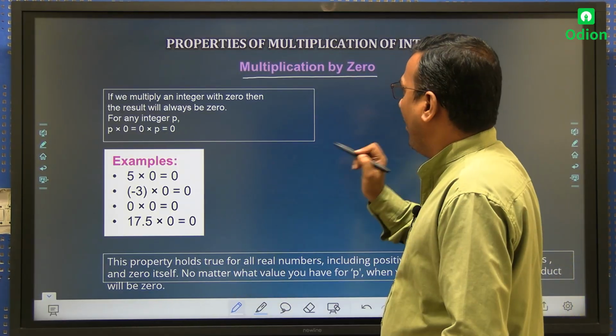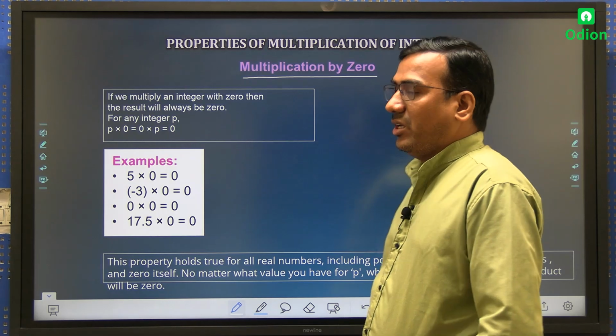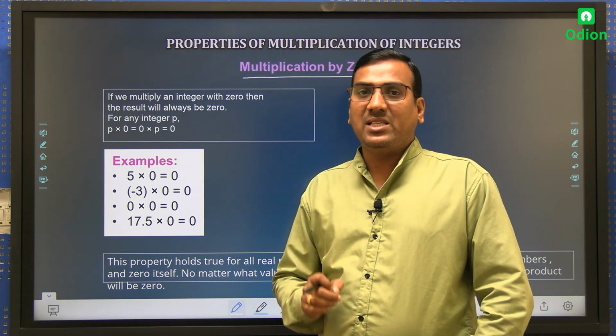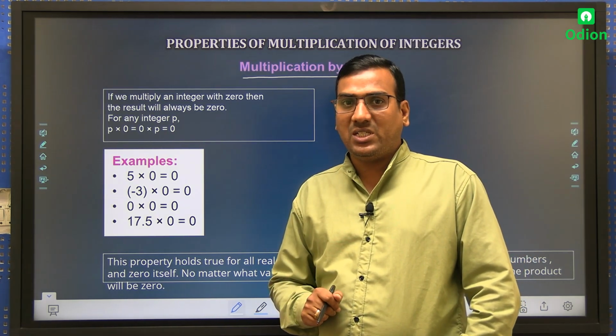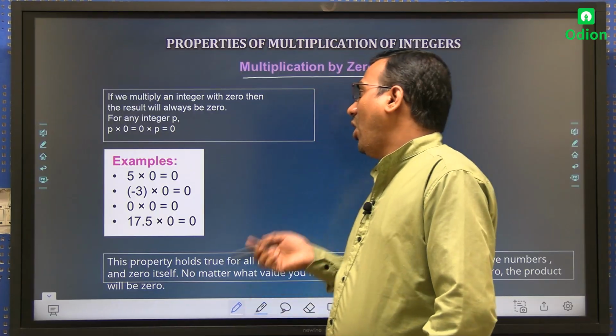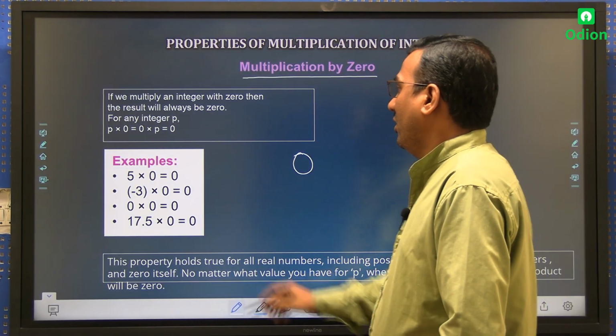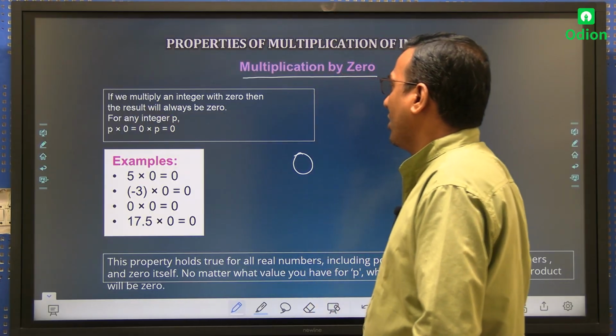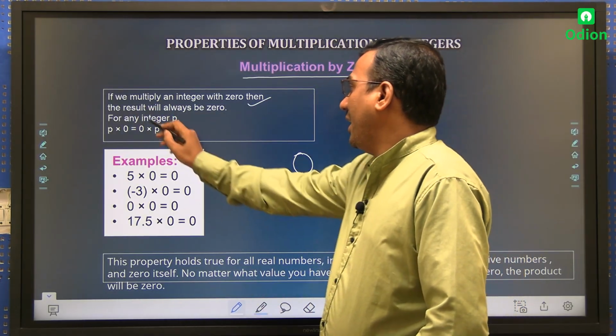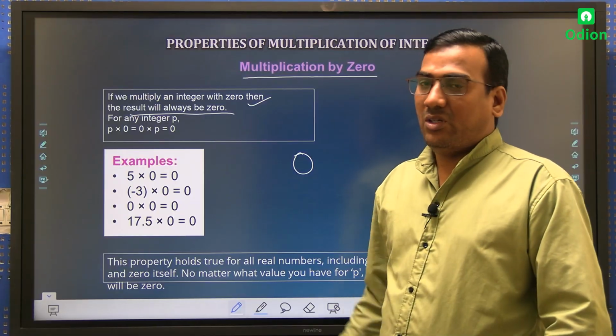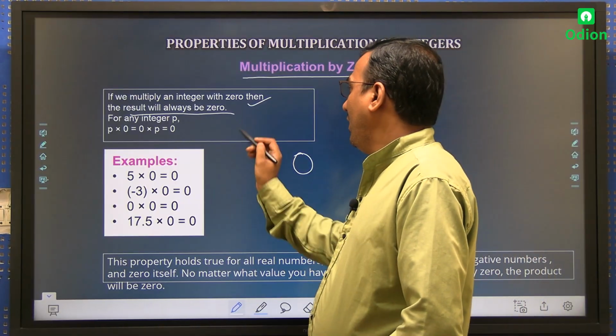और यहाँ पे क्या लिखा हुआ है? मल्टीप्लिकेशन बाय 0. If I multiply 0 with any integers, whether it is positive or a negative integer, always remember the answer is 0. If we multiply an integer with 0, then the result will always be 0. You have to remember these little things.